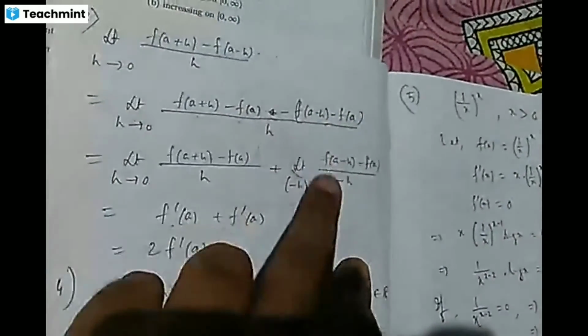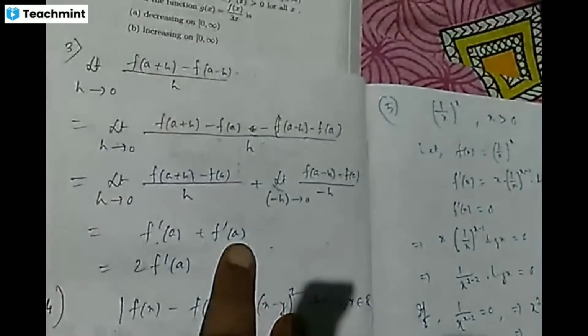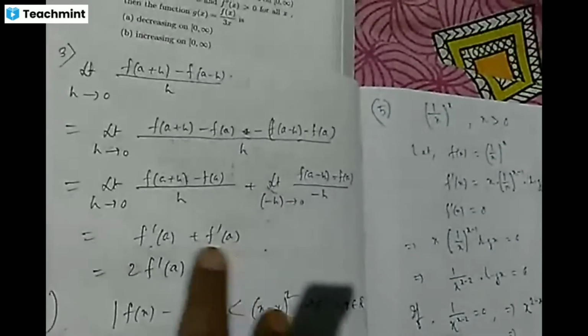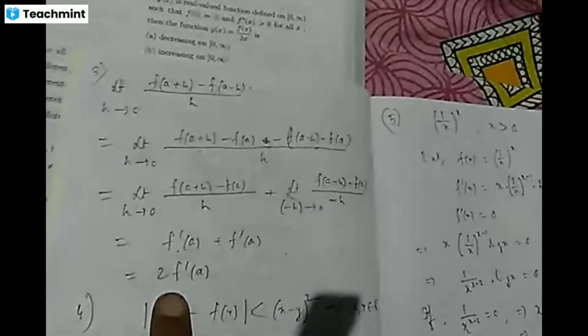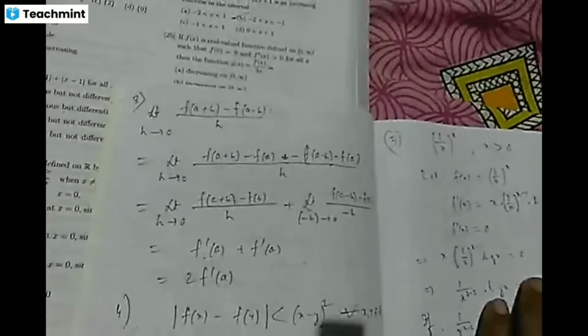So this will again be the derivative of f at a, the first derivative of the function f(x) at the point a, and this is also the first derivative of the function f(x) at the point a. So if we add both, this will be 2 times the first derivative of the function at the point a. So this option will be true: 2 times the first derivative at the point a of the function.